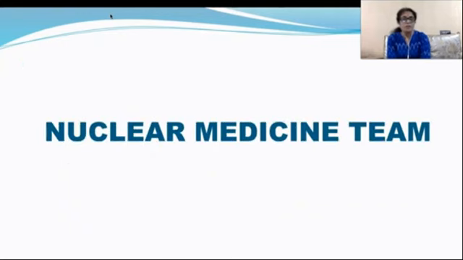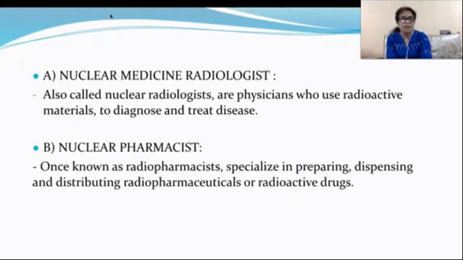Now, what should be in the nuclear medicine team? A nuclear medicine radiologist is a must in this team, also called a nuclear radiologist, a physician who uses radioactive materials to diagnose and treat diseases. Then second should be a nuclear pharmacist, once known as a radiation pharmacist or radiopharmacist, who is specialized in preparing, dispensing and distribution of radiopharmaceuticals or radioactive drugs.